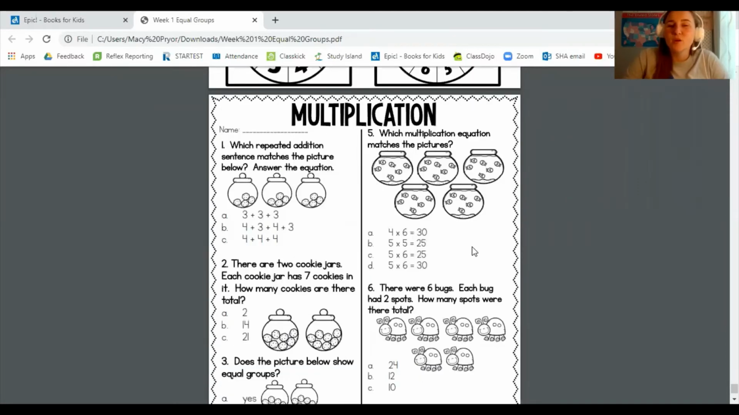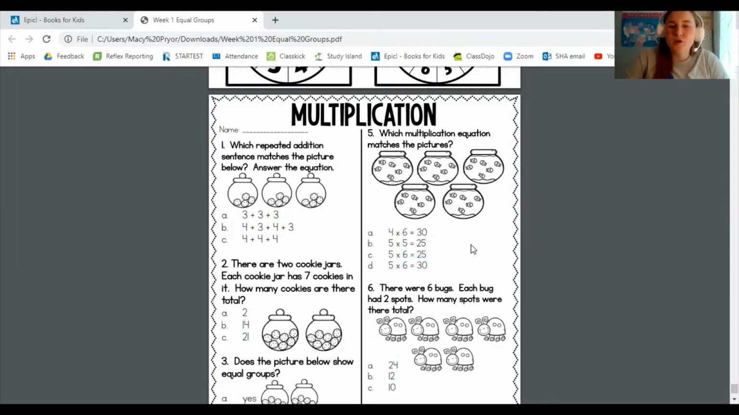Number 5, which multiplication equation matches the picture? Okay, so the first thing I need to figure out is how many groups I have. I have 1, 2, 3, 4, 5 groups. So that means I can automatically eliminate A from my answers because it only has 4 groups. So now let's see how many fish are in each fishbowl. 1, 2, 3, 4, 5, 6. So I have 5 groups of 6. So that narrows it down to C and D.